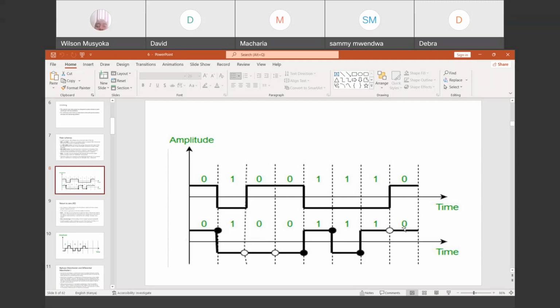When it defines a zero, it doesn't switch. It maintains. Okay. Now that I get it. I get it now. Thank you. So that is where the difference comes in.